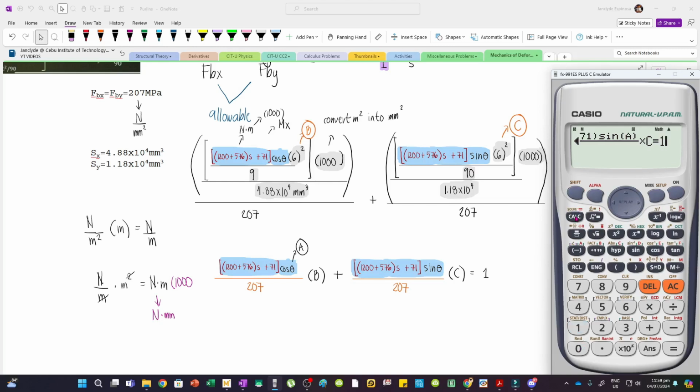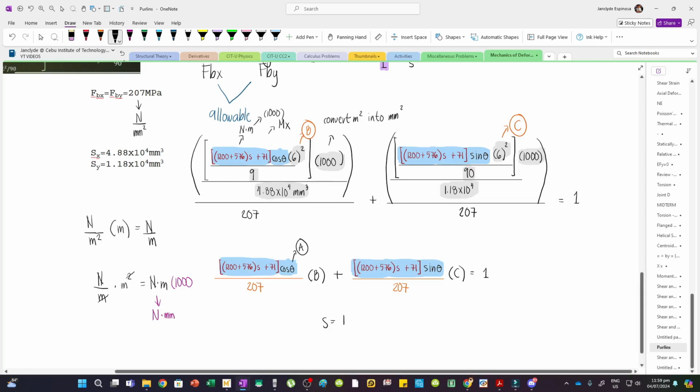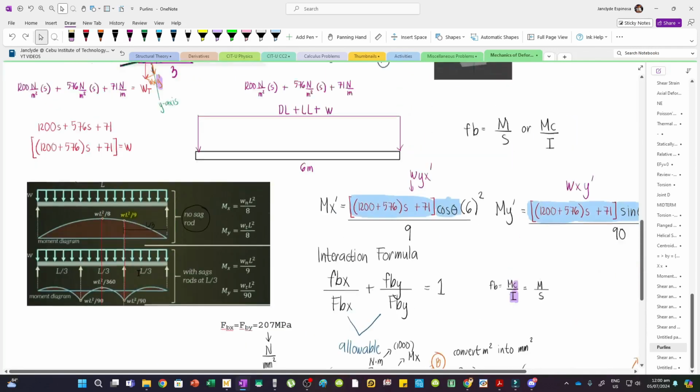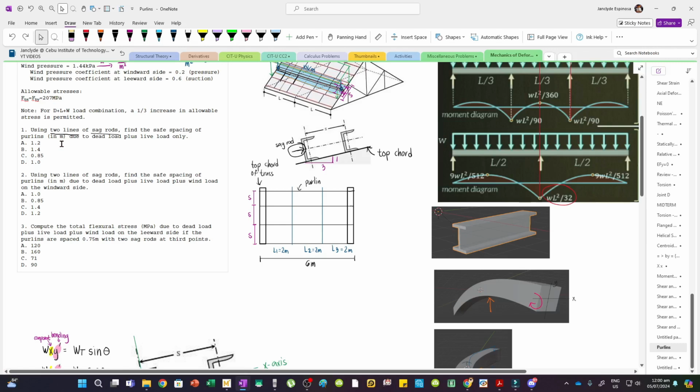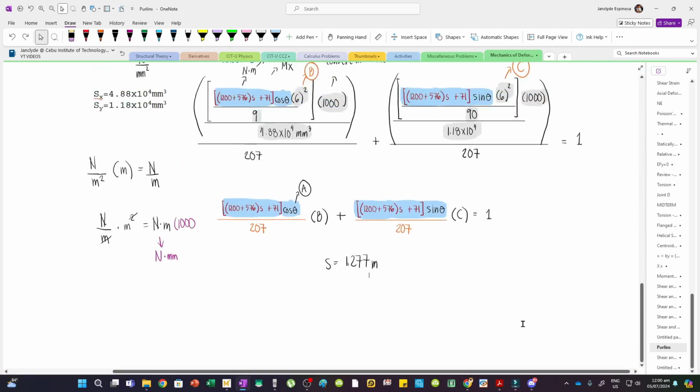So, press Shift Solve. Again, lalagay natin dito yung realistic value, let's say 1.25, we have this answer. So solving for S, we get 1.277. This is meter. And so let's check the choices. In our choices, we have 1.2, 1.4, 0.85, and 1.0. And so, ano yung pipiliin natin? Recall that in our concept of spacing, di ba, mas closely spaced yung purlins, mas magiging malakas.